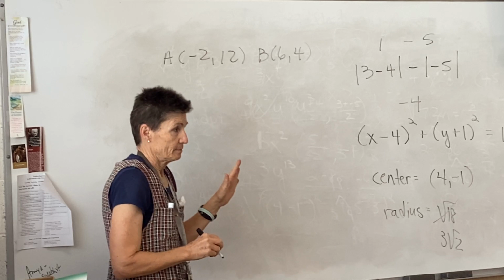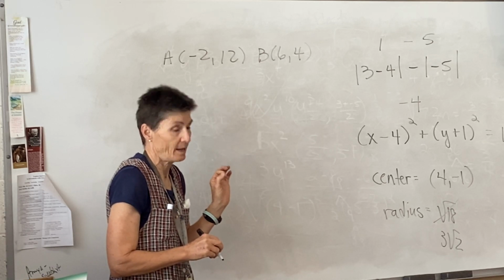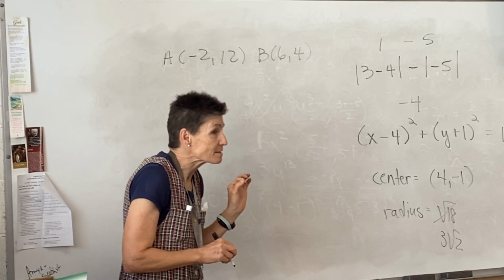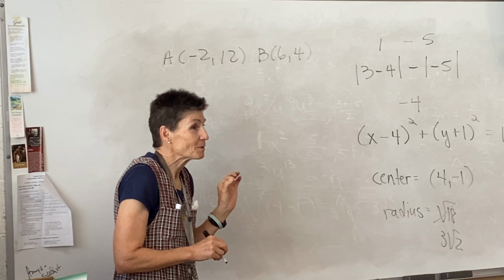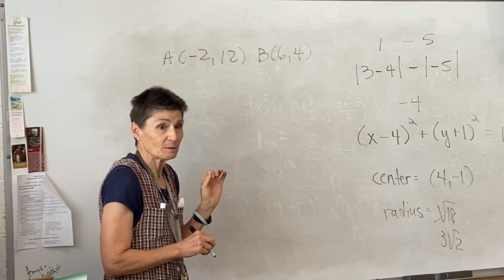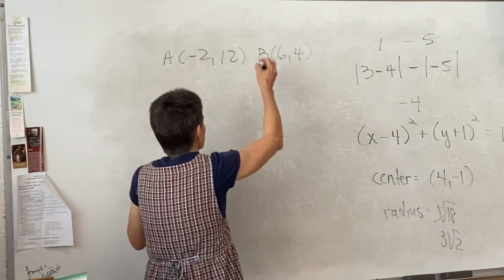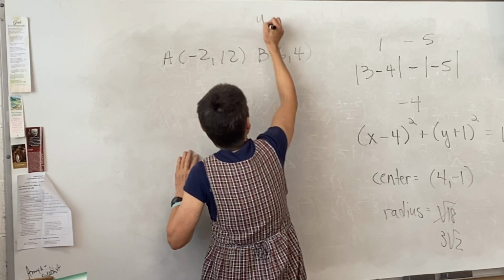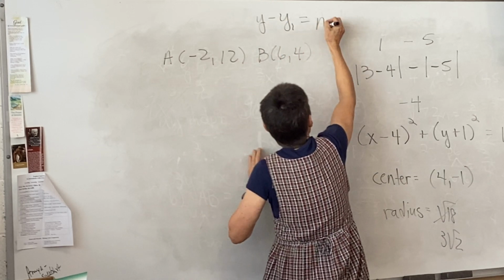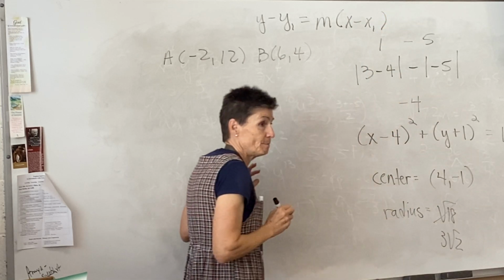Okay. How many of you remember those words? Point slope form of the line. Okay. Josh, do you remember what it is? I'm thinking no, but it sounds familiar. It sounds familiar. That's good. Anybody remember what the point slope form looks like? Okay, well, let's write this down. Point slope form says y minus y1 equals m times x minus x1. Now, does it look familiar?